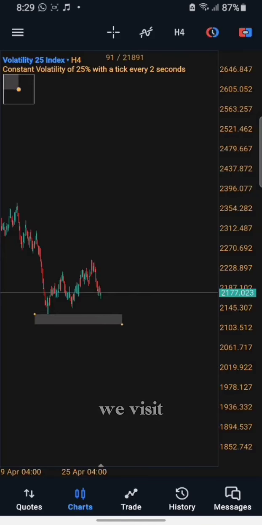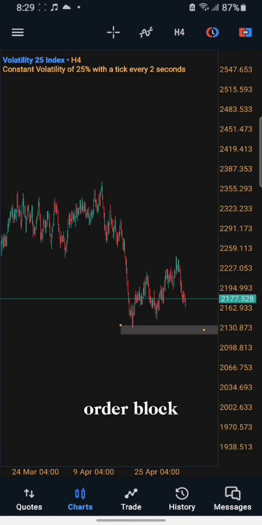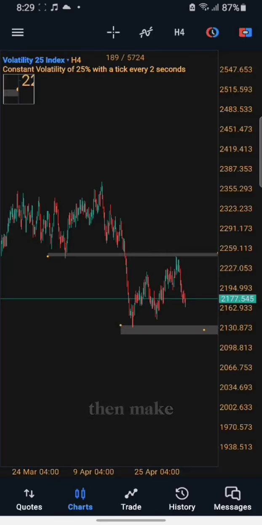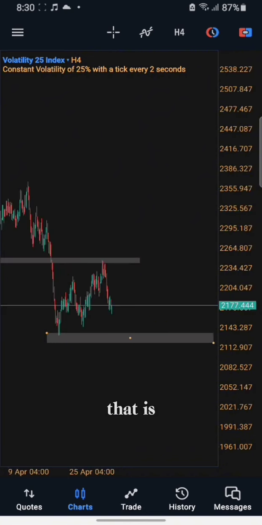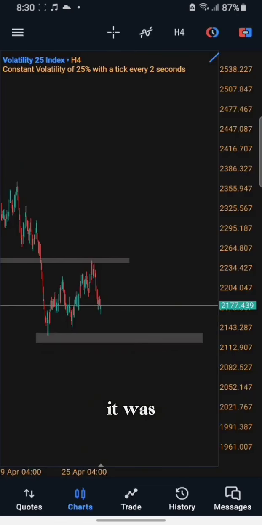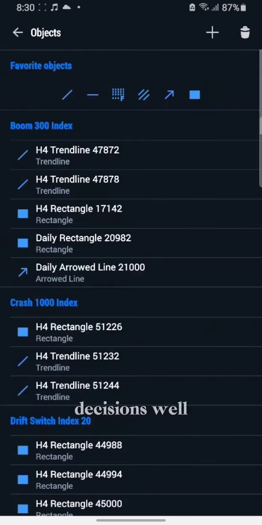Okay, now we visit the volatility 25 index. So in the volatility 25 index, first of all, we have to draw the order block that is marking the support, and then we put our trend line and then make our trading decisions. And then we put another order block that is marking a resistance line. As you can see, this point was once a support, but then it was broken to the downside and then it became a resistance level. So these are very important terms you would know, so that you make your trading decisions well informed.